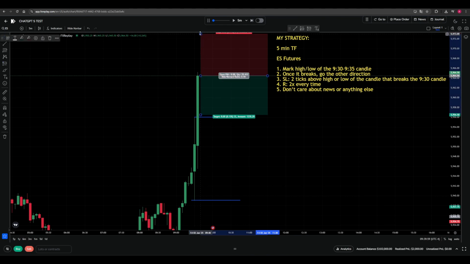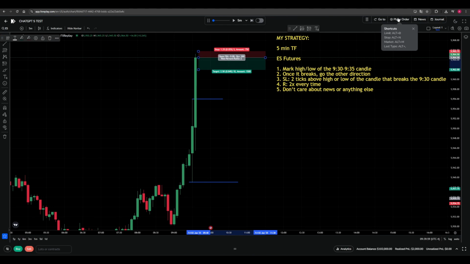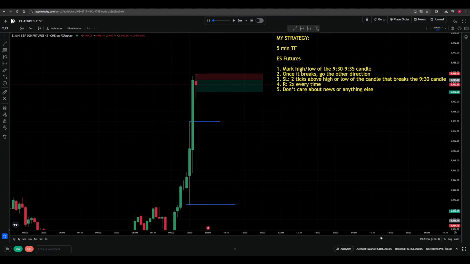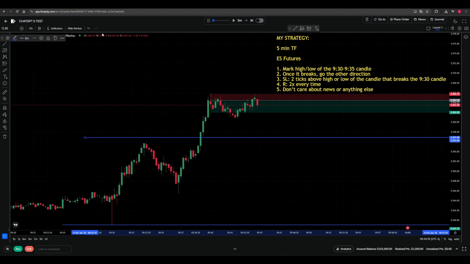So we go short, 2 ticks above the high that broke the 9:30 candle. We go for a 2x again. Place order. Save. And this was a loss. As you can see, the account balance went down. Go to the 15-second chart. We can see now that it went up here before it went down here. So now a win and a loss in this strategy.